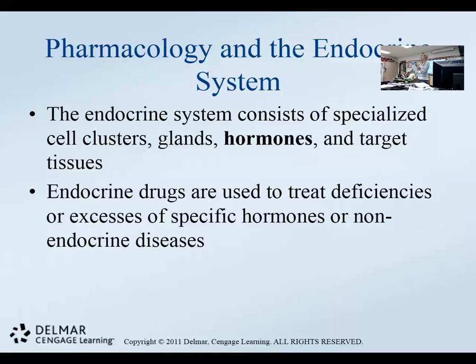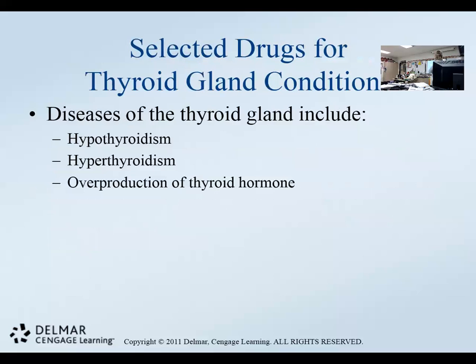A target tissue can also be something that actually secretes a gland, like the adrenal gland, for example, is a target tissue of some hormones that reach it from the brain. And then it also lets out its own hormones. So endocrine drugs are used to treat deficiencies or excesses of specific hormones, or it can be non-endocrine diseases too. So select drugs for thyroid conditions.